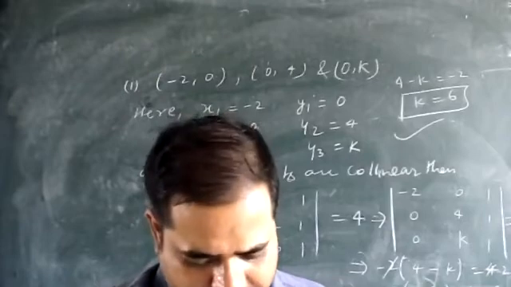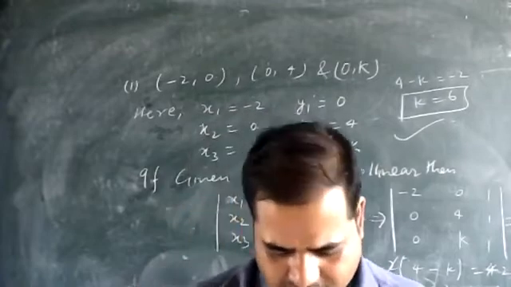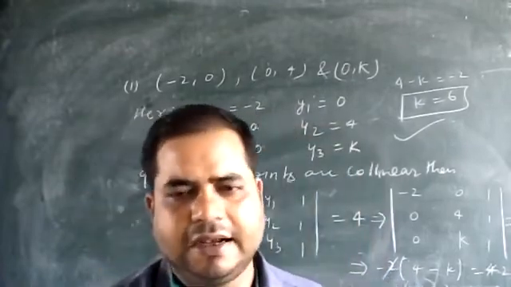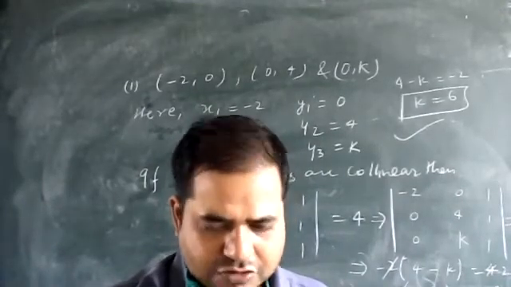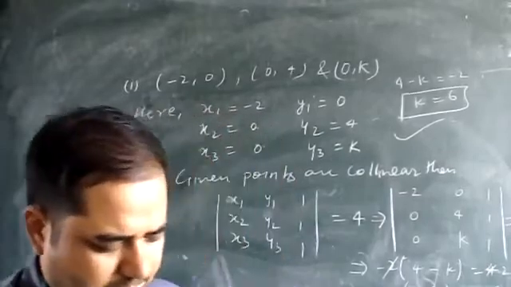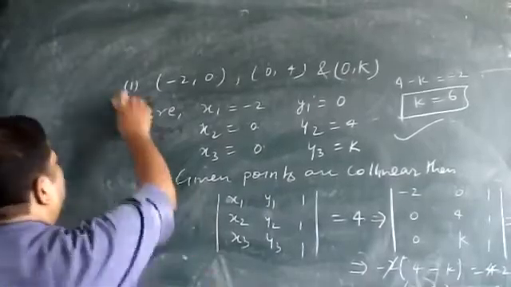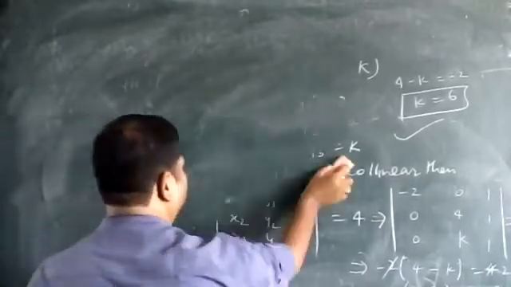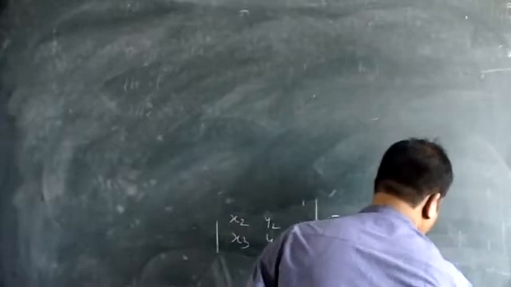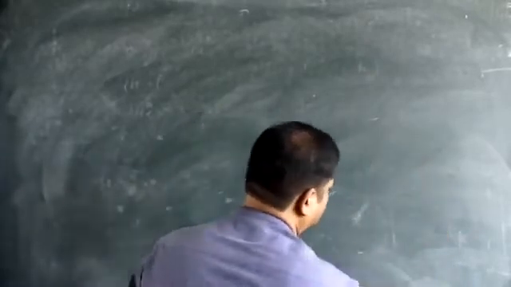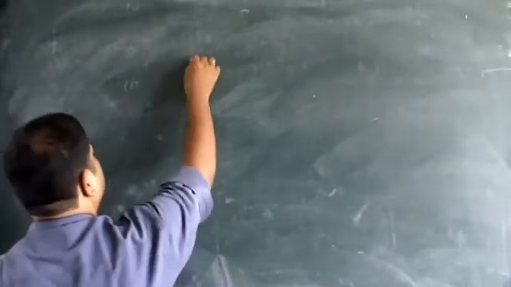Using determinants, find the equation of the line passing through (3, 1) and (9, 3). Find the equation of the line passing through (3, 1) and (9, 3). These are the two points.